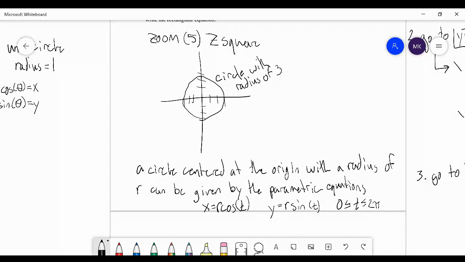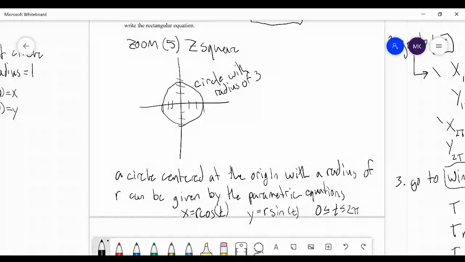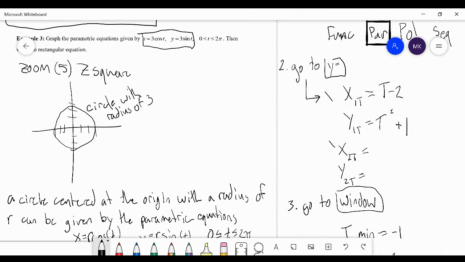Now, how do I get the rectangular version of this? If you know the rectangular equation for a circle, that's awesome. But what if you don't? What if you don't know the rectangular equation for a circle? Well, let's do a little exploration. I've got a very small room, so I'm going to do it right here. Let's just consider x squared plus y squared.